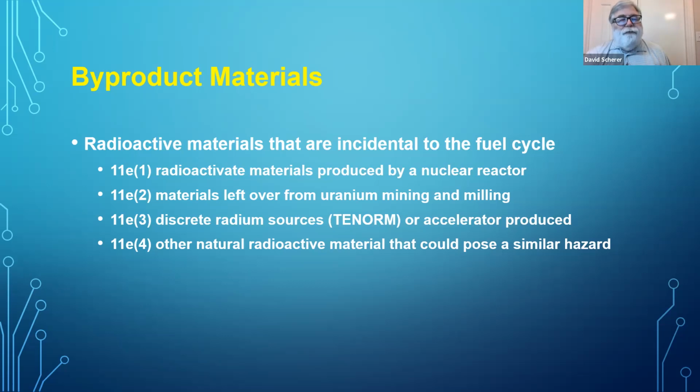An 11e(4) byproduct material is anything else that the Nuclear Regulatory Commission, EPA, Homeland Security, or other agencies decide presents similar hazards to the other radioactive material. Okay, questions? Okay, so you'll hear about source material, byproduct material, and special nuclear material as you go through your career.